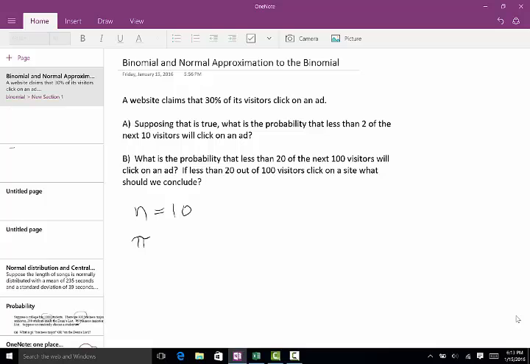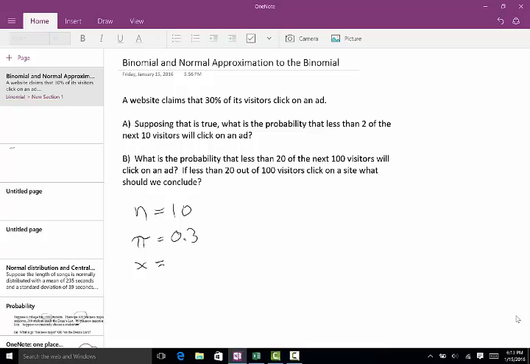Pi, what's pi? It's the Greek letter P. It stands for the probability of success. So for this company, clicking on an ad is a success, and they expect 30% of the visitors to click on an ad. Notice that this isn't the probability that we're trying to find in the problem as a whole. It's just the probability of success on an individual trial. Every time a visitor comes on, we think there's a 30% chance that that visitor will click on an ad.